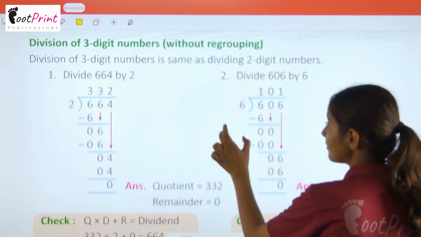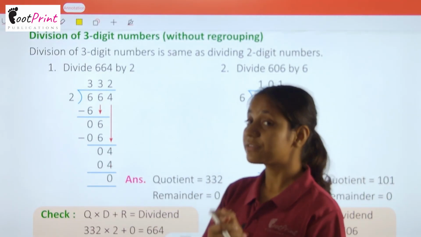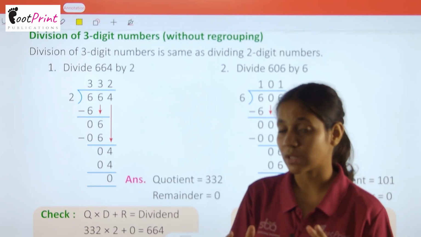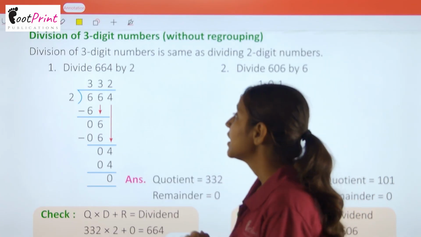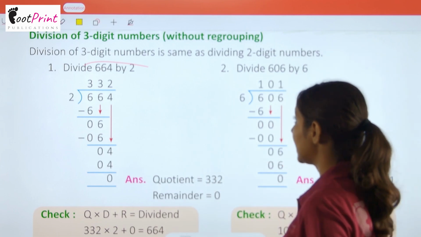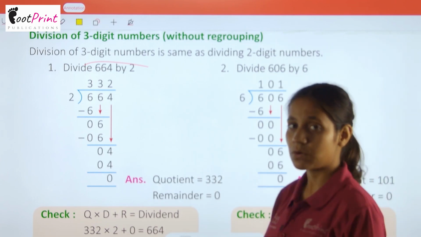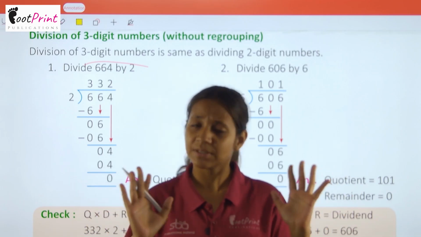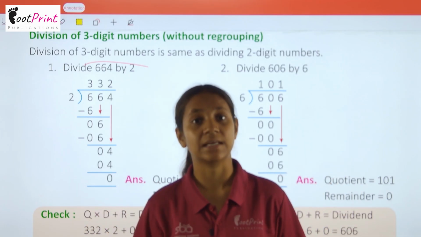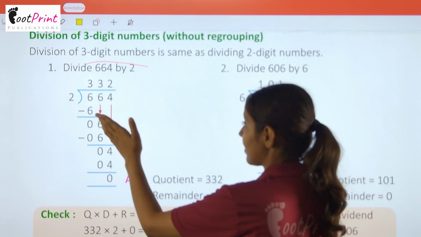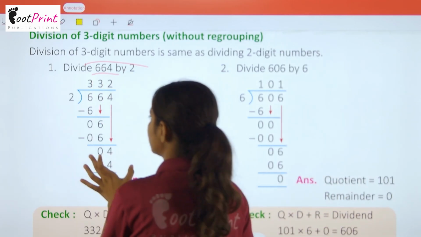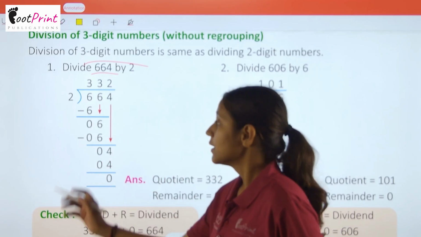Now we have the topic of division of 3-digit number without regrouping. Okay. So without regrouping तो वैसे भी easy होता है. Division of 3-digit number is same as dividing 2-digit number. Okay. हमारे नंबर बढ़ते रहेंगे, डिजिट्स बढ़ती रहेंगी, पर हमारा कंसेप्ट सिमिलर रहेगा, सेम रहेगा. ओके. सो डिवाइड 664, दैट इज अ 3-digit नंबर, बाय 2. सो 664 वी आर राइटिंग हियर 2.